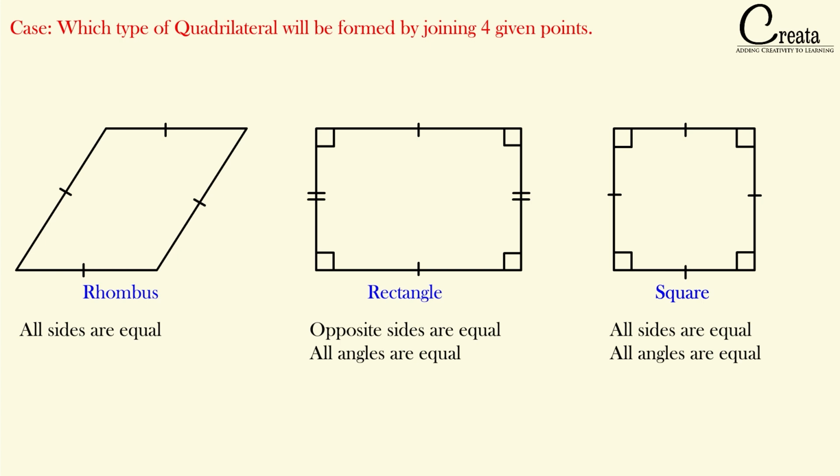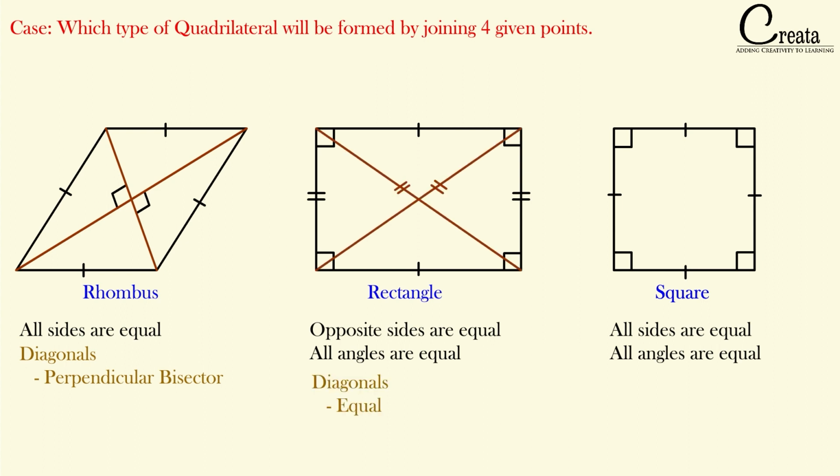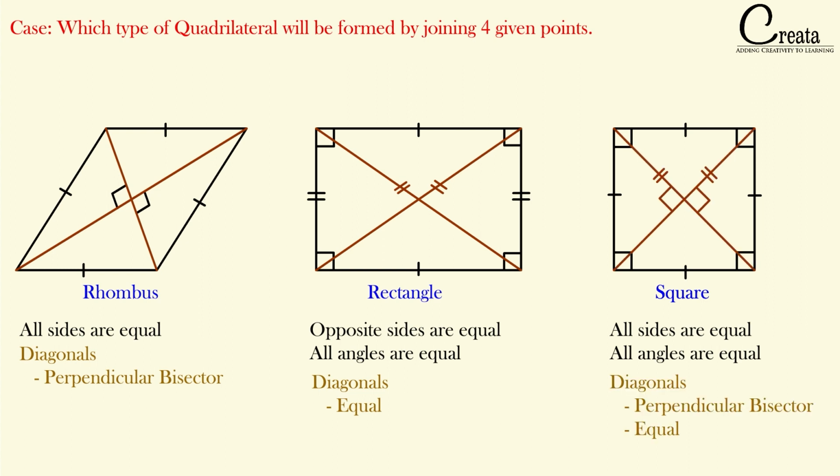Got it? The special thing about all these three parallelograms is the diagonals. In the rhombus, the diagonals are perpendicular bisectors of each other. The diagonals are not equal in a rhombus. This is important, note that: in a rhombus, the diagonals are not equal. In the rectangle, the diagonals are equal. In the square, the diagonals are equal as well as perpendicular bisectors.